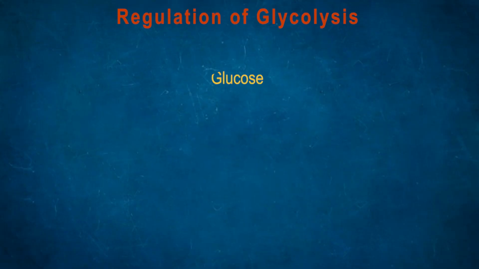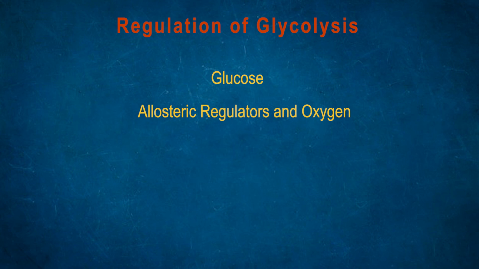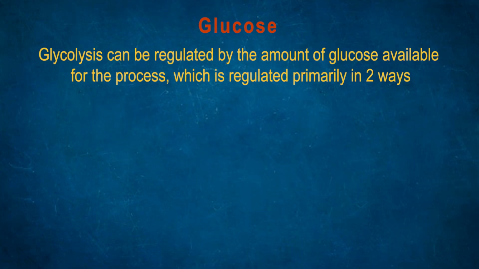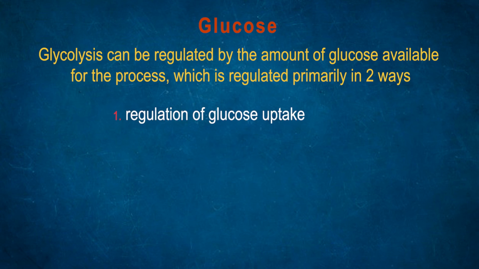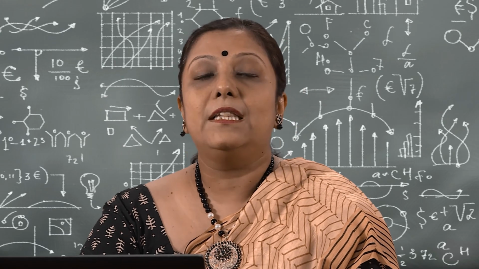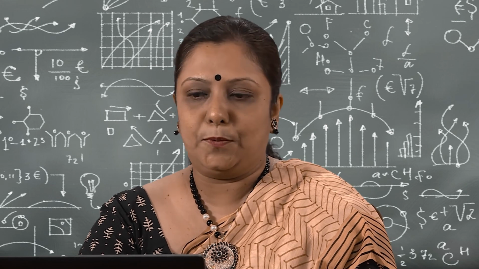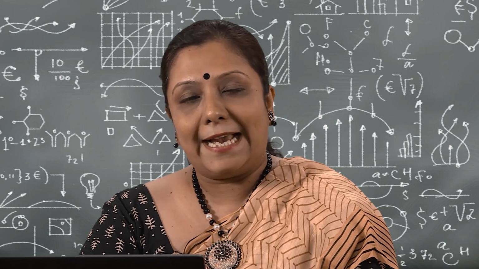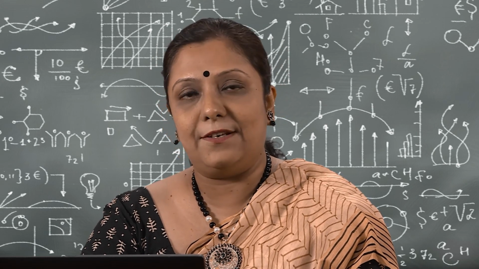Regulation of glycolysis by glucose, allosteric regulators and oxygen, enzyme induction, as well as phosphofructokinase 1. First one, glucose. Glycolysis can be regulated by the amount of glucose available for the process, which is regulated primarily in two ways. Number one, regulation of glucose uptake, and number two, regulation of the breakdown of glycogen. When we are concerned about glucose uptake, as I have already told, the GLUTs are the responsible glucose transporters. There are many isoforms of GLUTs over the plasma membrane, and they help to take up glucose inside the cell.